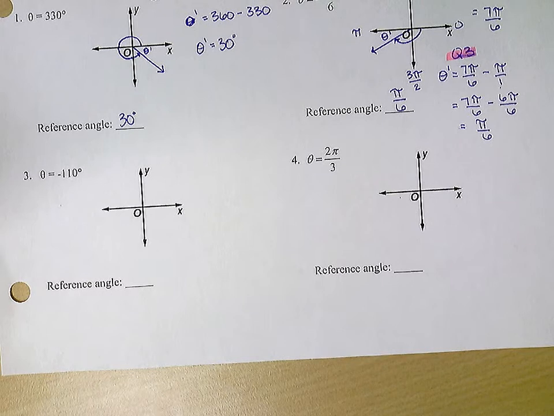So if that's negative, you need a positive coterminal angle, always. So you need to add on what to it? 360. So negative 1 times plus 360 to get theta. Oh yeah, you did. That's right, 250. Now you can find your coterminal angle using 250.